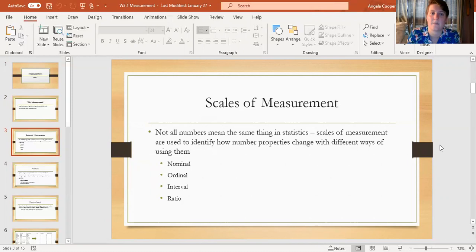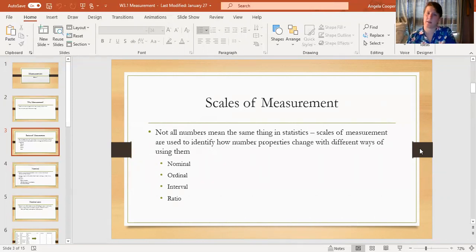So what this means is that since we use statistics, we think of it as math and using a lot of numbers. However, with different scales of measurement, we use numbers in different ways. So we have four of them: nominal, ordinal, interval, and ratio. Each of these uses numbers in a different way, and I'm going to explain more in depth what each of these types of variables entail.